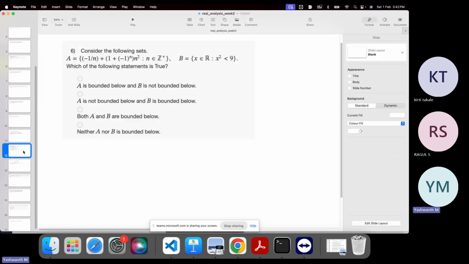Again, as a set: minus 1 by n plus 1 plus minus 1 whole power n times n square, set A, and set B, x square is less than 9. Let's start with set B because it is simple to see. What do you think is correct? Is it bounded below or not?